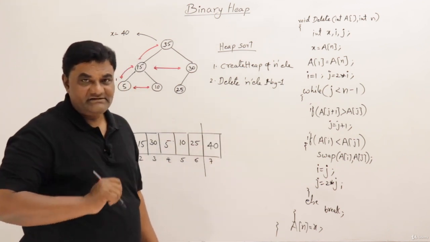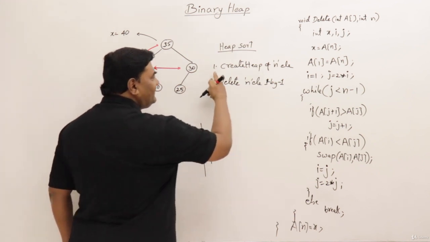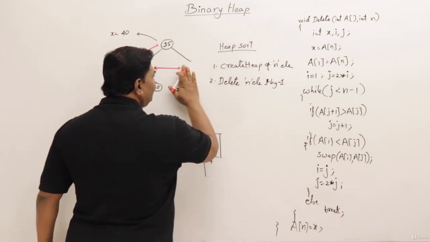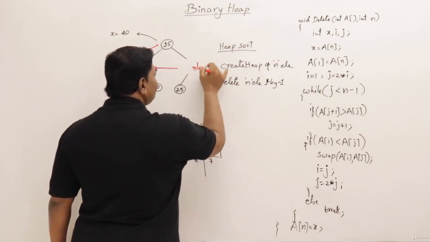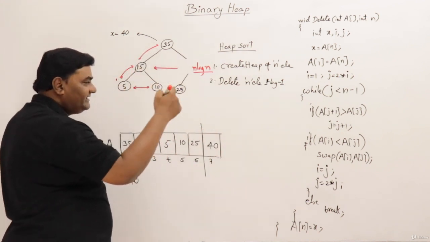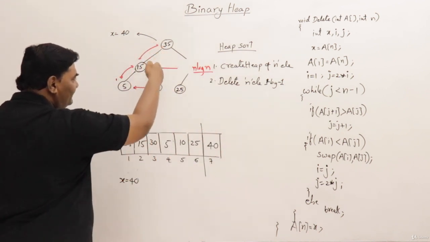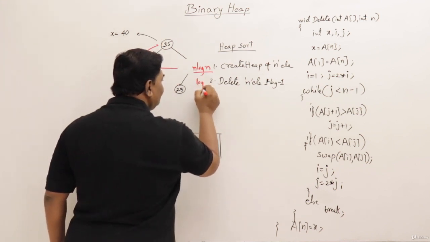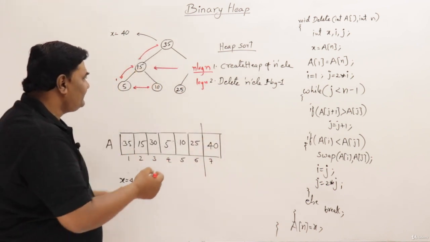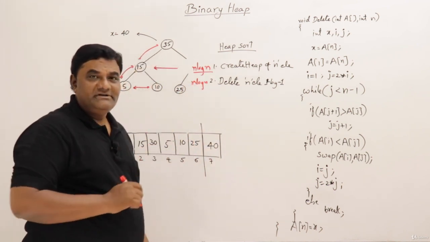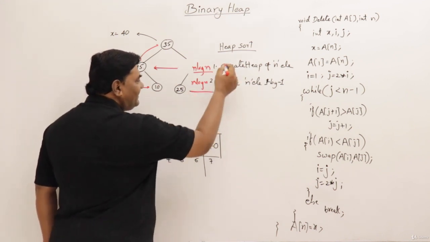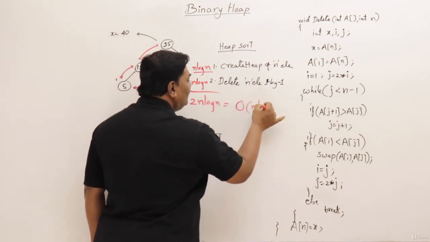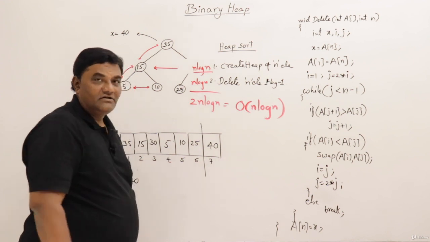Now let us do some analysis. How much time that create heap was taking? Create heap was taking n log n time. Yes. Then how much time one delete is taking? One delete means the element is adjusted. So how much time it is taking depends on the height. So for one element, deletion of one element, log n. For deletion of all n elements, n log n. So deleting all elements also n log n. So total time taken by heap sort is 2n log n. So this is order of n log n.